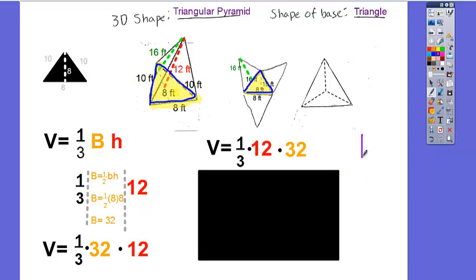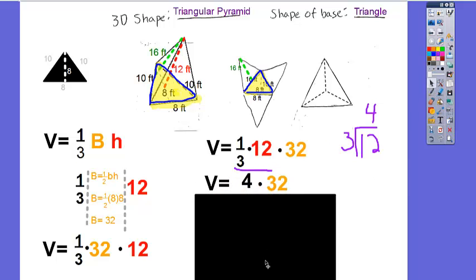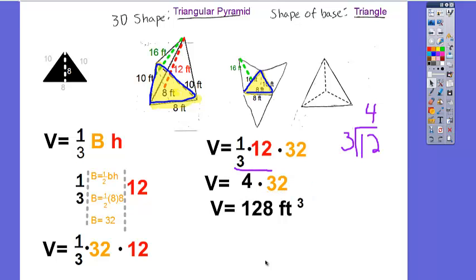If I'm doing 12 divided by 3, hopefully all of you know that 12 divided by 3 is 4, because 4 times 3 gets me 12. So I don't have to work that out actually. 1/3 of 12 just gets me 4. So now volume equals 4 times 32, and 4 times 32 is 128 cubic feet. So 128 cubic feet, and that is all.